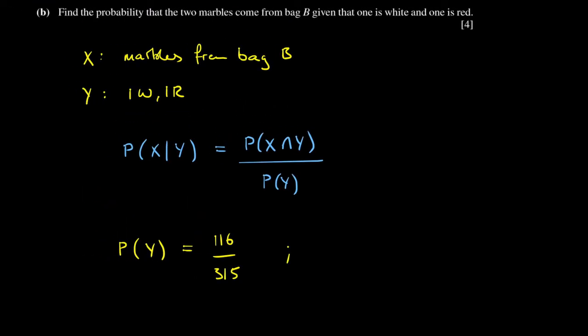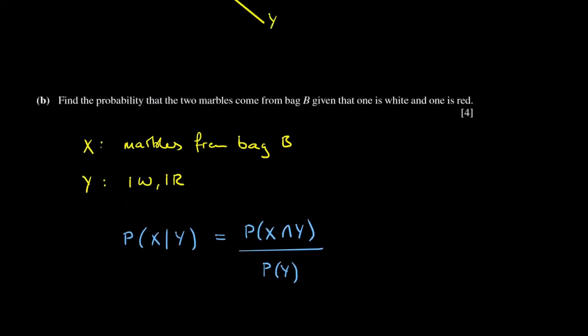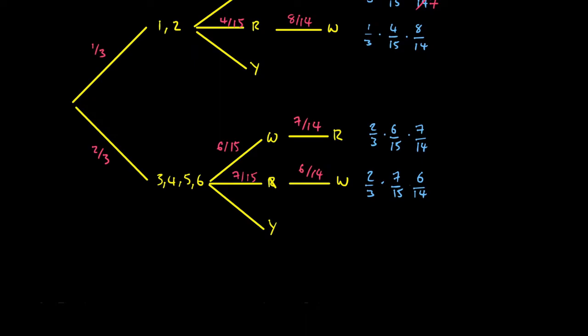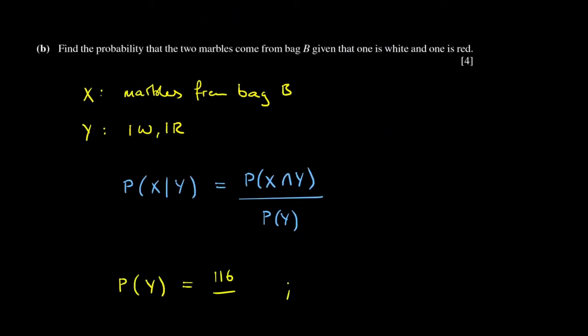Well, that means that the marbles have come from bag B, and also that they're one white and one red. So what does that refer to? That refers to having these two outcomes here, right? Because these are coming from bag B, and they're also white and red. So we take those and add those up. That's the probability of the intersection.